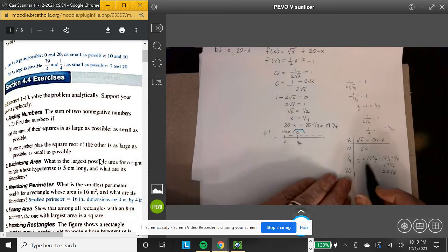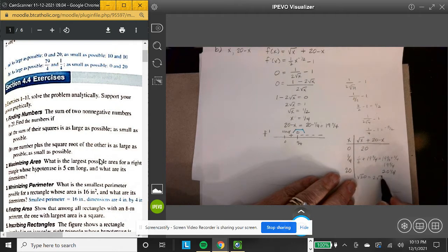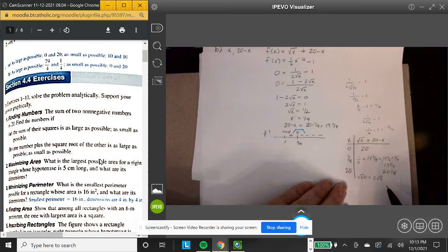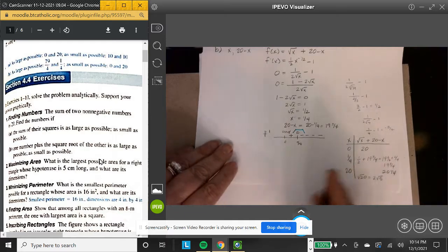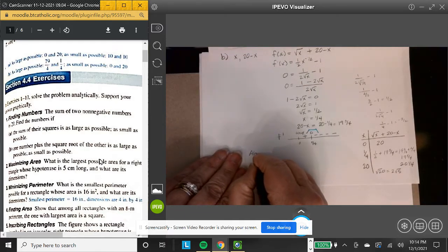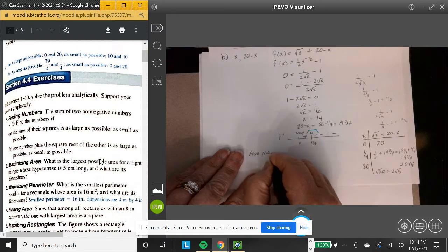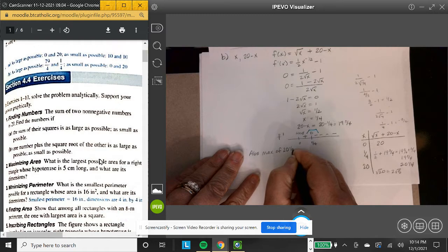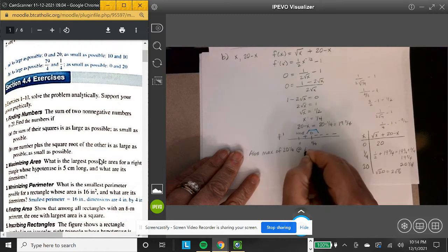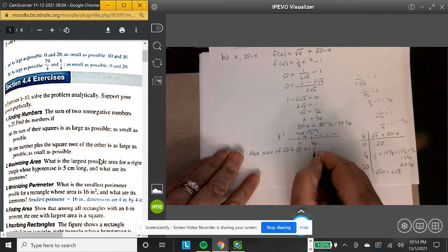Okay, and then when I plug 20 in, I get root 20 minus 0, and this is 2√5. So this is my absolute max here. So we can have an absolute max of 20 1/4 at one of the numbers x equaling 1/4.